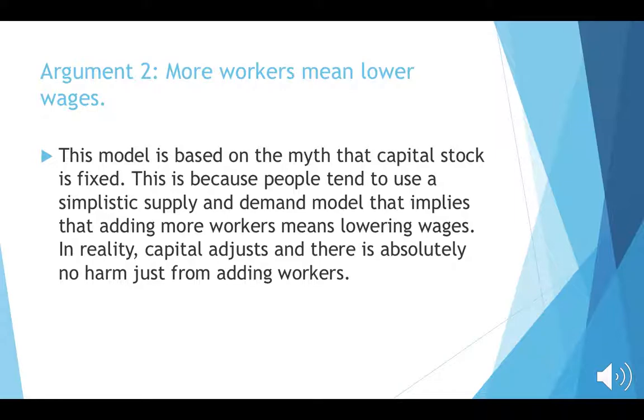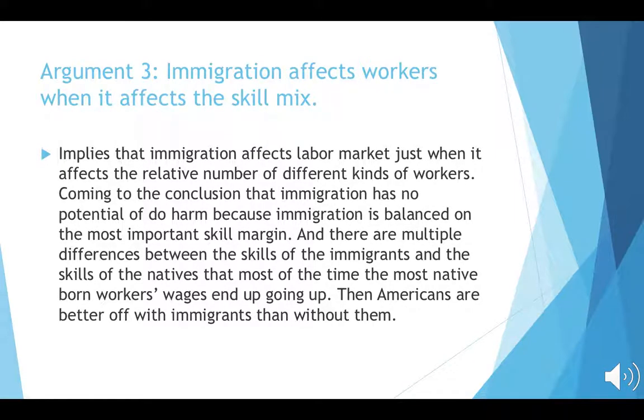The second argument is about more workers meaning lower wages. This theory has been explained by using the model of supply and demand, commenting that when you add workers due to immigration, the wage falls to equilibrate the economy. There is an error in predicting that more workers lead to lower wages. This error is the assumption that the capital stock is fixed, when actually the demand for workers is horizontal because the capital freely adjusts. Then there is no wage impact from the increase in the number of workers.